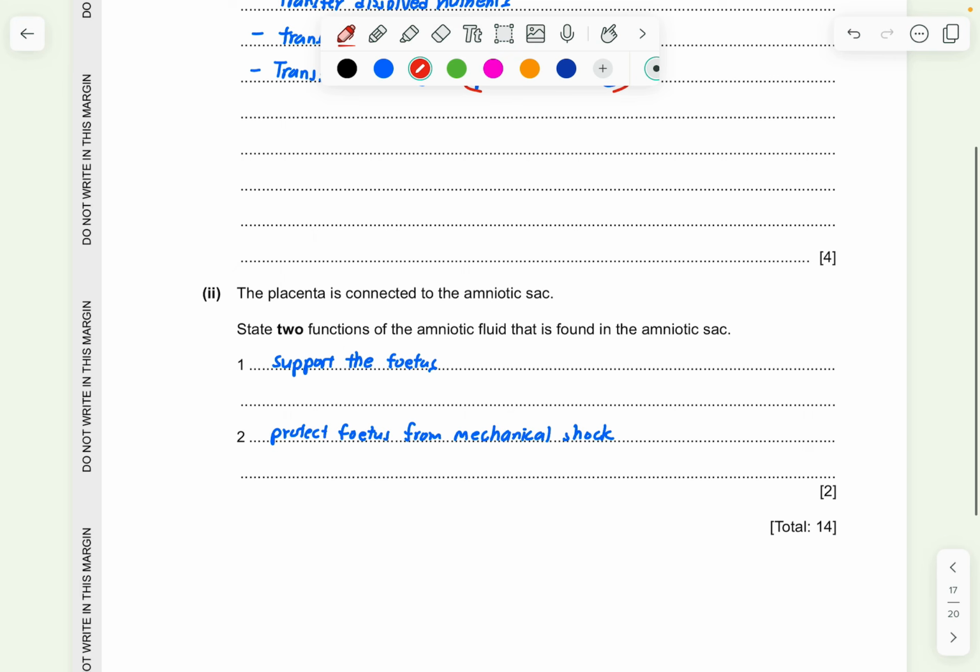Okay, so part 2, the placenta is connected to an amniotic sac. So state 2 functions of the amniotic fluid that is found in the amniotic sac. Amniotic fluid has a balanced osmolarity gradient, it is sufficient, it's sterile, it supports the fetus, maintains the temperature of the fetus, protects the fetus from mechanical shock, and allows movement of the fetus. It's almost like a lubricant. It allows it to move easily.